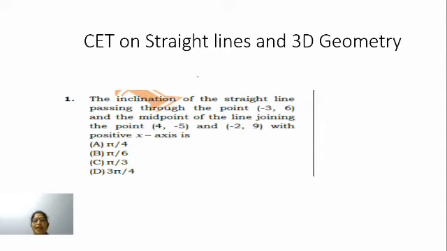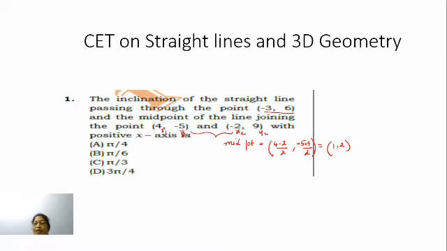The inclination of a straight line passing through the point (-3, 6) and the midpoint of the line joining these two points. What is the midpoint of the line joining two points? It is (x1 plus x2) by 2, (y1 plus y2) by 2. So (4 minus 2) by 2, (minus 5 plus 9) by 2. This gives us (1, 2), isn't it? 2 by 2 is 1, and 4 by 2 is 2.